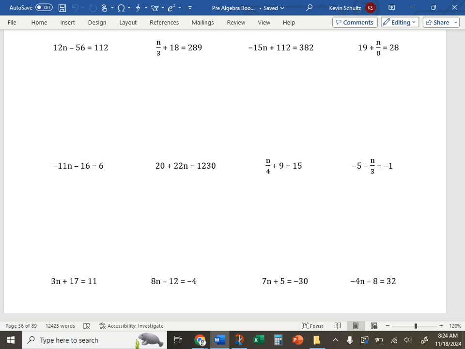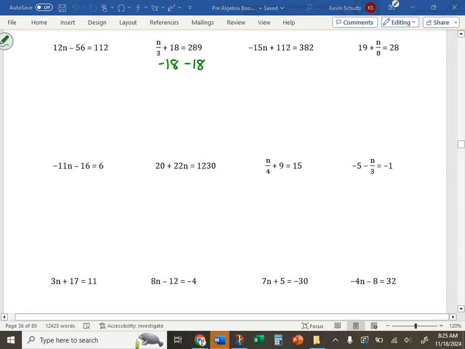It's at the top on the second one. Oh, the n divided by 3 plus, okay, this is 9 divided by 3. So n divided by 3 plus 18 equals 289. What operations do we have in the equation? We have division and we have addition. Okay, we are using opposite operations to undo that, right? So our first step is going to be subtracting 18 from both sides to undo that addition.